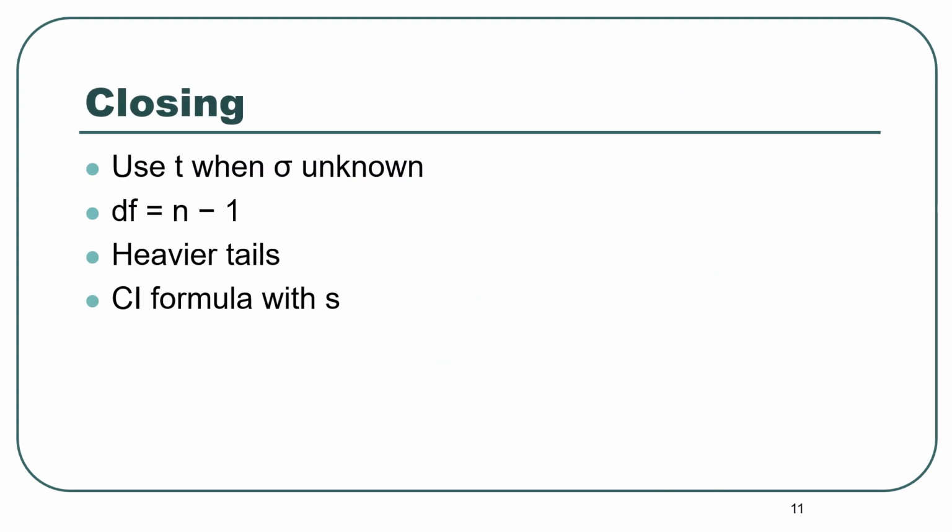So this is the end of our lecture. We use t when sigma is unknown, and for t I need to use a new value, which is the df, the degrees of freedom, which is nothing but n minus 1, sample size minus 1. We also learned that the t-distribution has heavier tails, specifically for small sample sizes, and the confidence interval formula would have S in it, and of course the critical value coming again from the t-distribution.